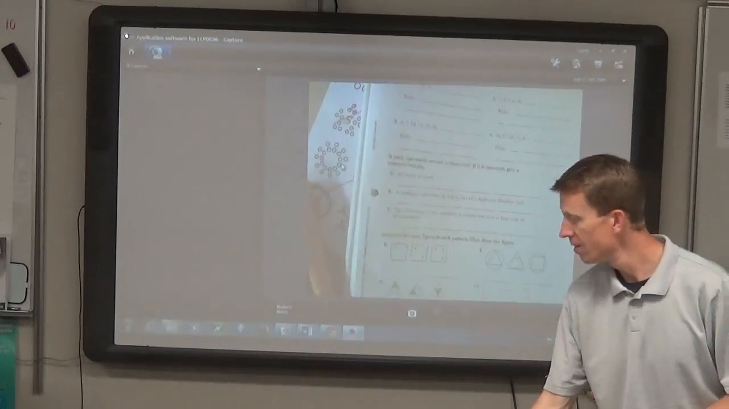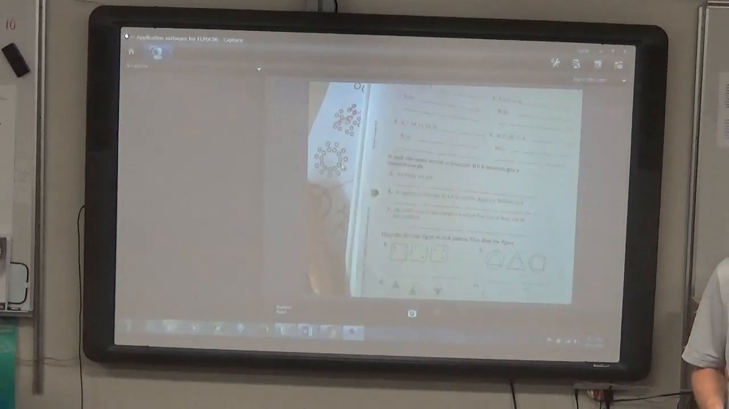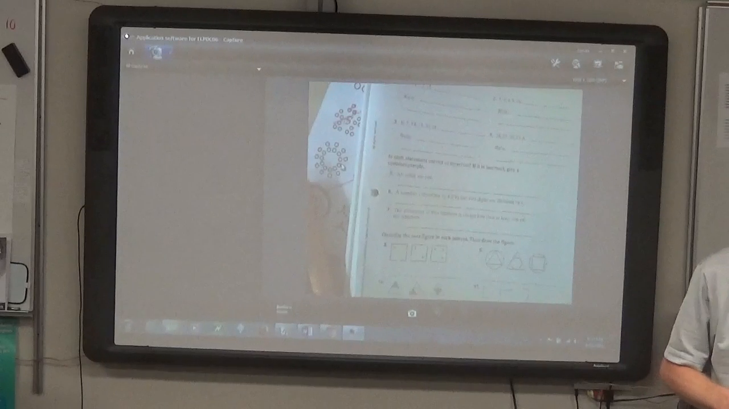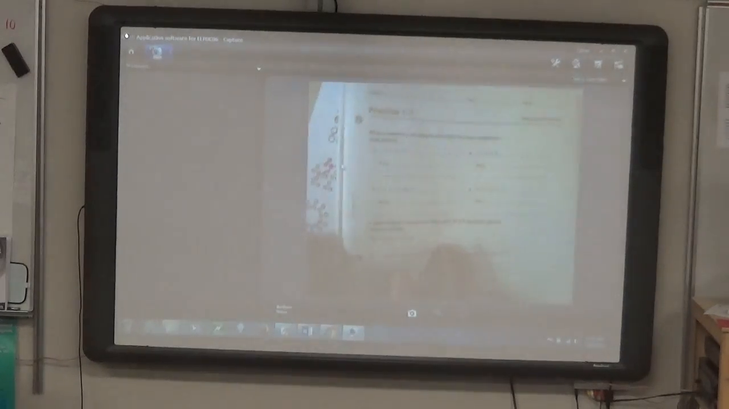Page 35. What is the rule? Counting back by 5. So the rule is to start at 30 and subtract 5. Or add negative 5. And that's how you write down the rule, or the conjecture it's called.